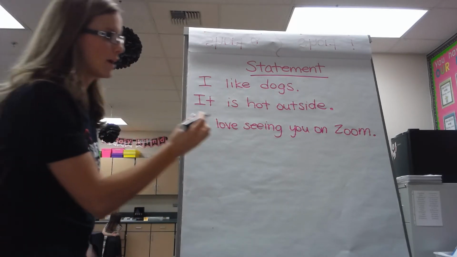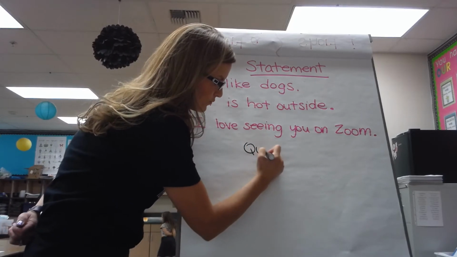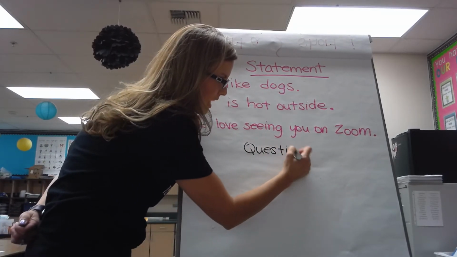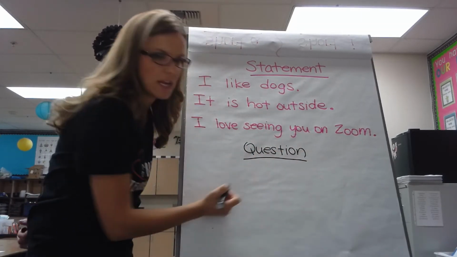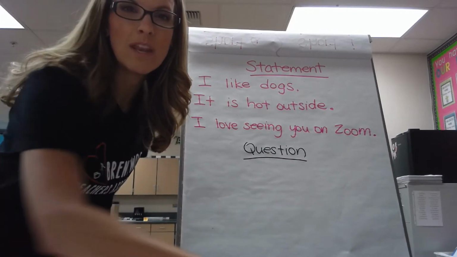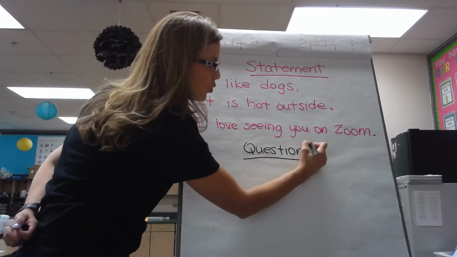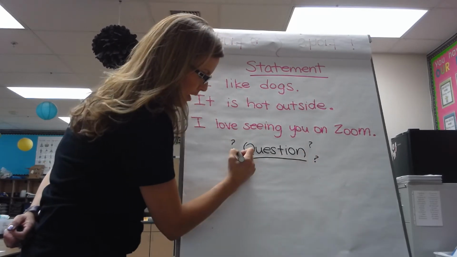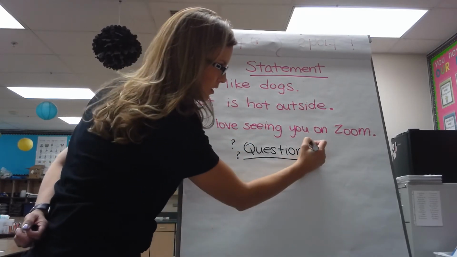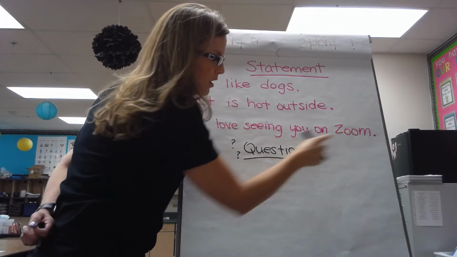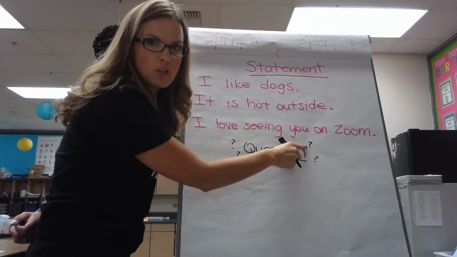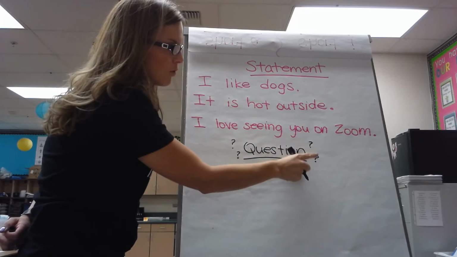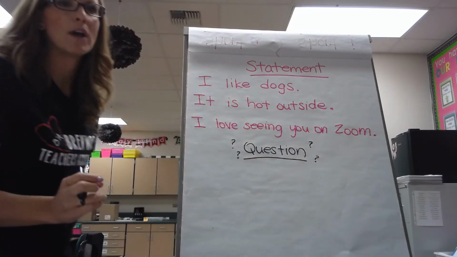Now let's take a look at questions. A question is when I'm asking you something and when I need an answer. So questions have little things called question marks. That's also a punctuation mark. A period and a question mark are punctuation marks. And these are question marks, and they go at the end of every question that you have.